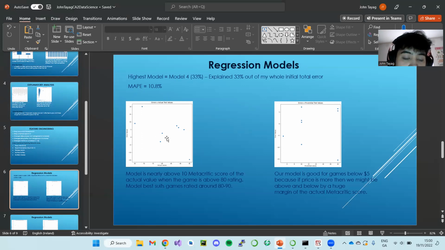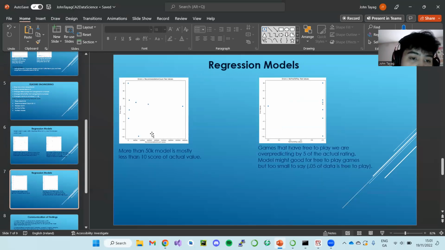As you can see here in this model, where it's the error values of the actual Metacritic score versus the predicted Metacritic score, we're nearly 10 points above the actual value. And then in here, we're plotting the initial price against the error relative to the actual Metacritic score. As you can see here, for games below 5, we could be below -5 of the actual Metacritic score, and for games around 10, we could be as high as 7 above the actual Metacritic score, or even 10 below the actual Metacritic score.